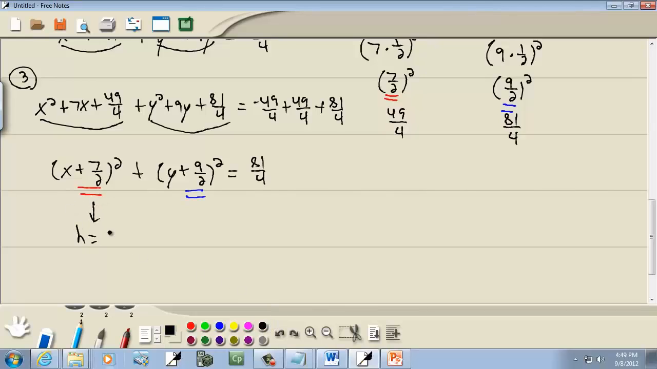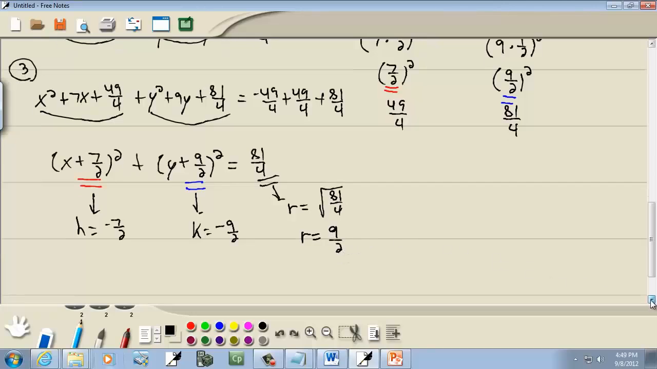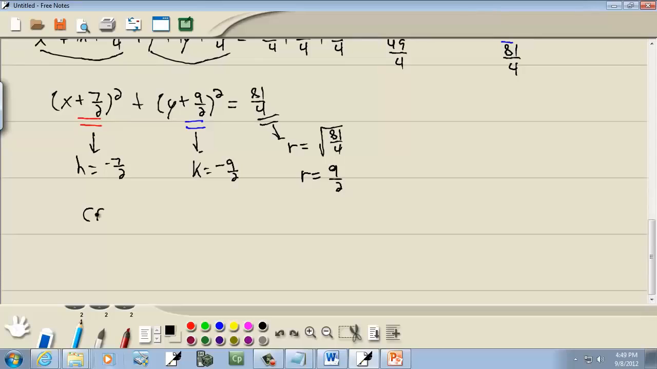Well, this is going to be our h, and it's going to be opposite sign, so that's negative 7/2. And this is going to be our k, and it's going to be opposite sign, which is negative 9/2. And this is going to be r squared, and we just take the square root of it. Now, 9 times 9 gives you 81, and 2 times 2 gives you 4, so this becomes 9/2. So our center is (h, k), which is (-7/2, -9/2). And our radius is r, which is 9/2.